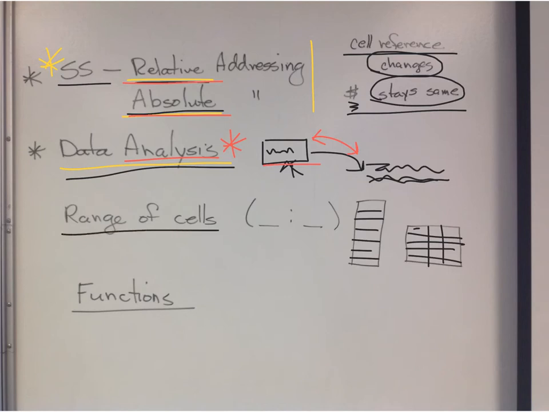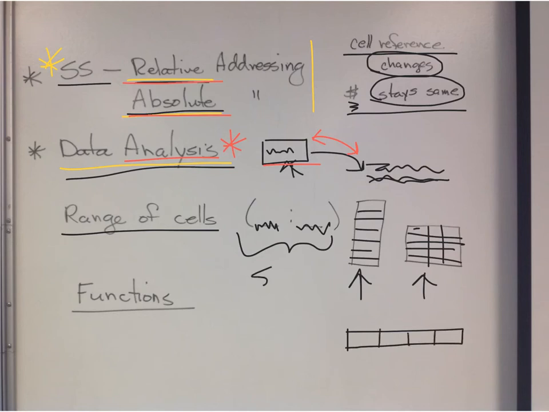We talked about a range of cells. You can list one cell and another cell, and then this represents the range. It could be a column, it could be a row of cells. Okay, and then you can do things to the range of cells. The example we did is we did a sum of the range of cells.